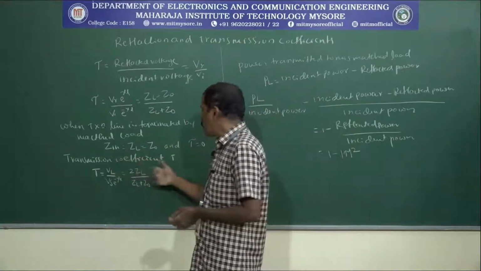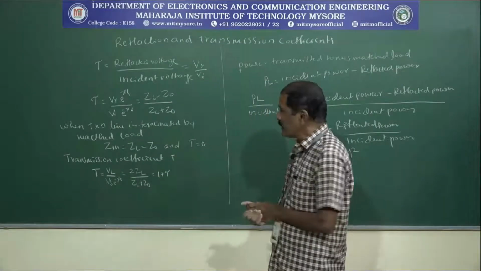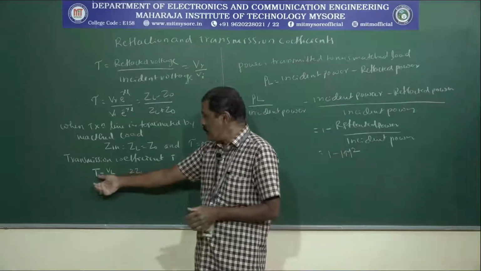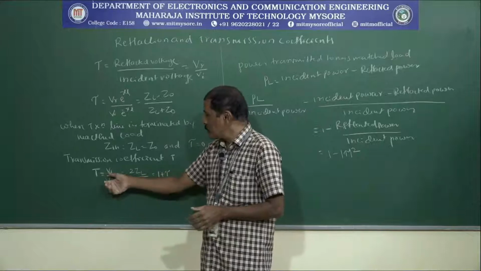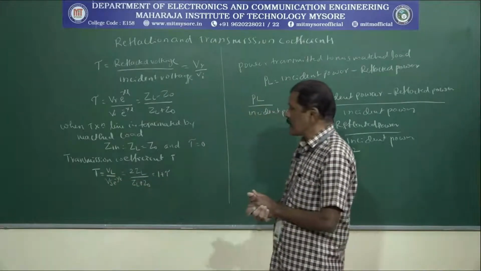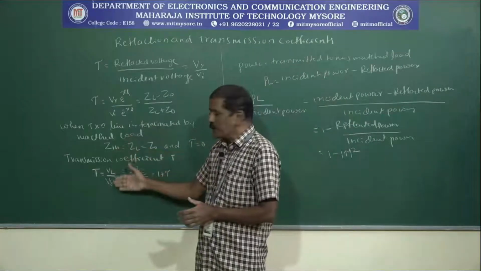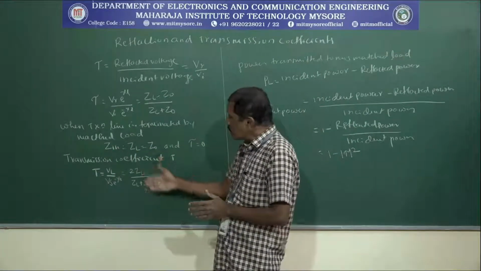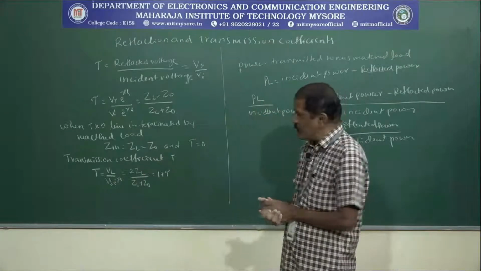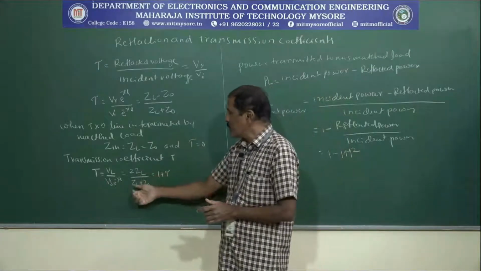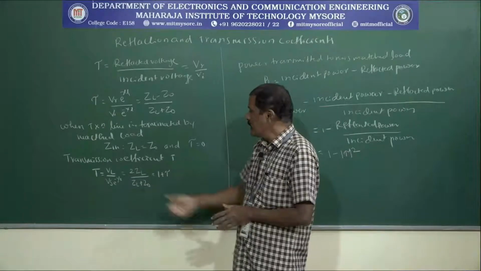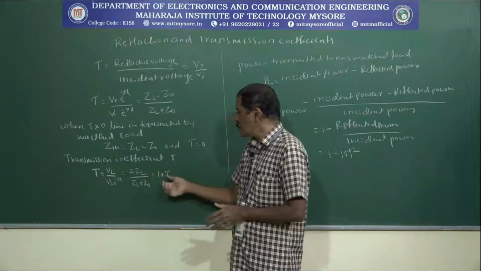Then the transmission coefficient is represented by T. This is calculated as T equal to VL divided by Vs into e to the power minus gamma L. So it can be calculated in terms of the ratio of the voltages, or also in terms of the ratio of the impedances, that is 2ZL divided by ZL plus Z0. So this T is equal to 1 plus tau.